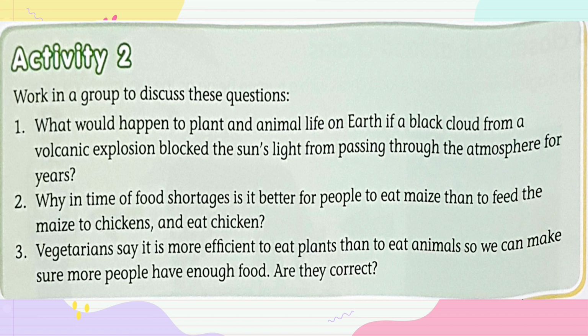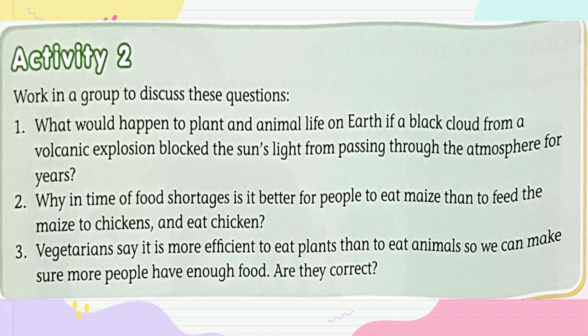Why, in time of food shortages, is it better for people to eat maize than to feed the maize to chicken and eat the chicken? Why is it better to eat the maize than the chicken? Yes, we saw that the energy is lost as you move, right? So there is more energy in the maize than in the chicken, because when the energy moves from the maize to the chicken it becomes less, and then when we eat the chicken we get even less energy. So it's better to eat maize because you'll get more energy from it.